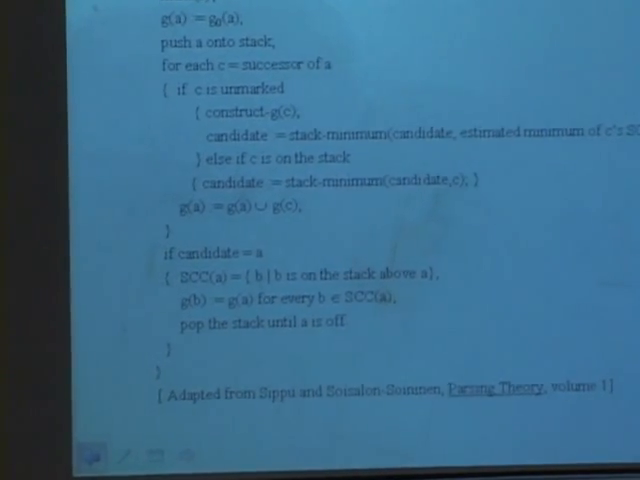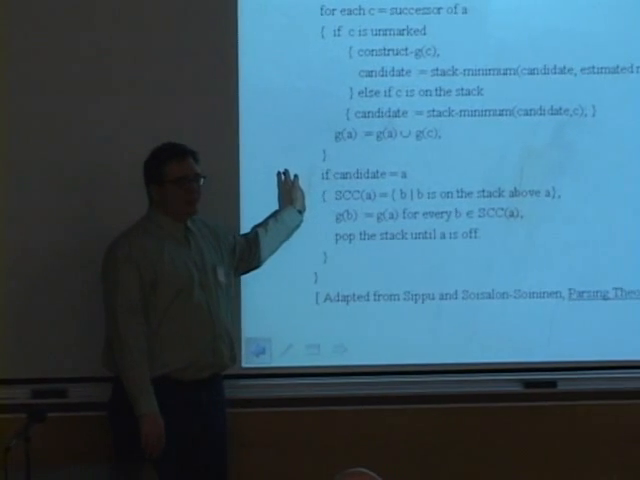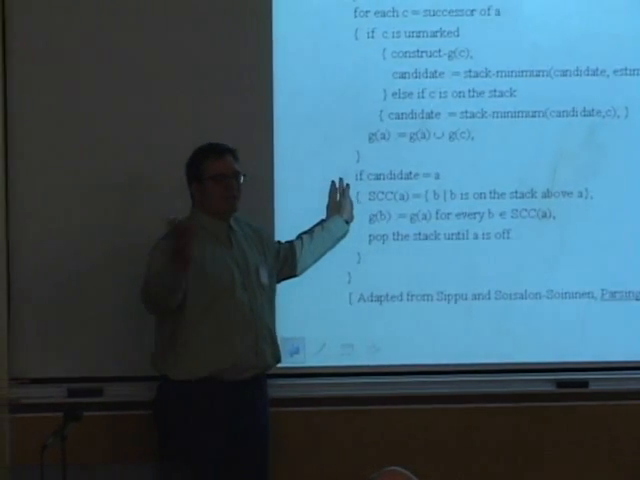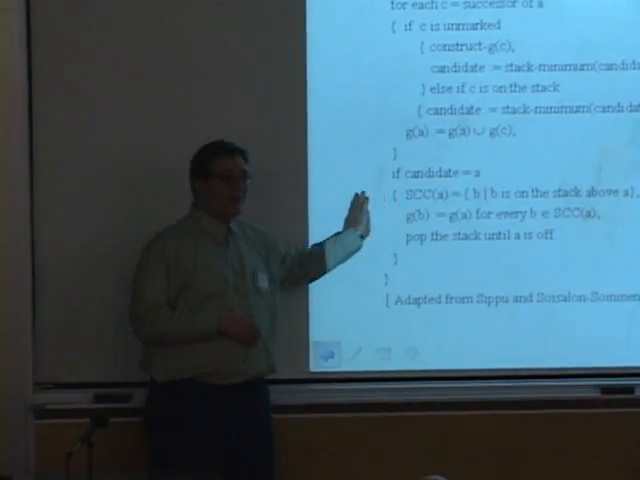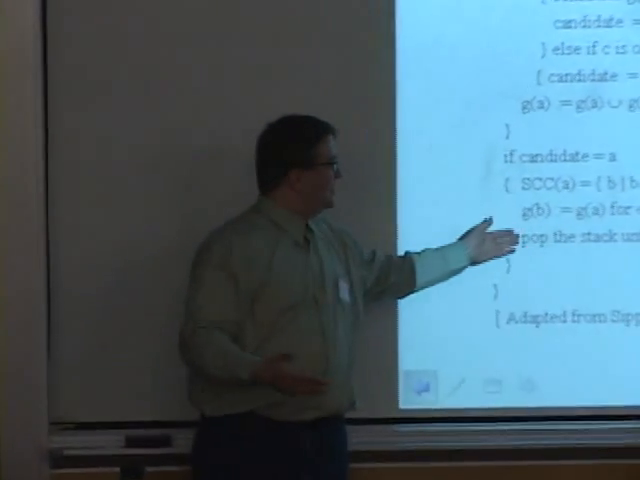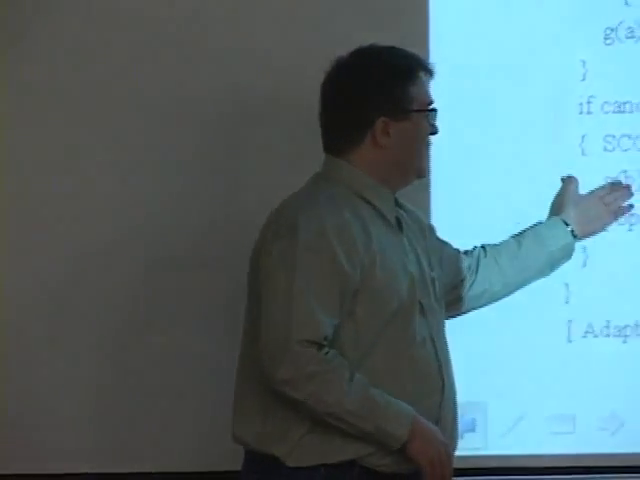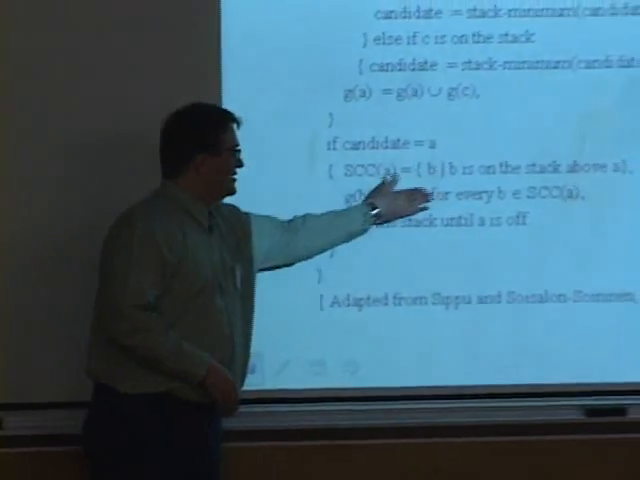Right? That's an update. The real trick here is that you never pop anything off the stack until you finish exploring the strongly connected component it's a part of. Then you pop everything off the stack, right? And that becomes the SCC of A and the SCC of B, right? And you can just equate G of B for every B in the SCC with G of A.